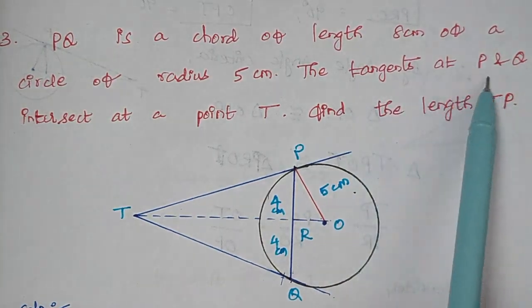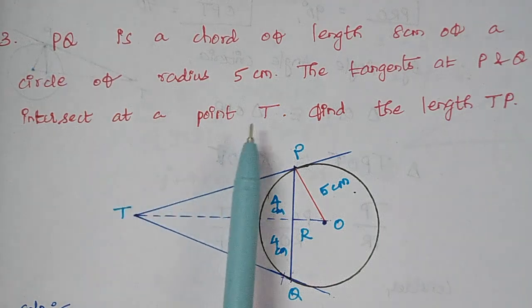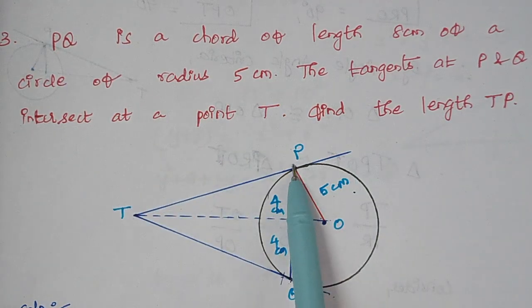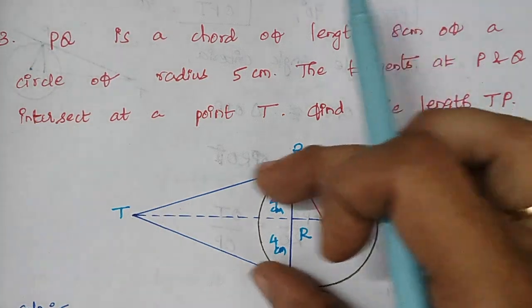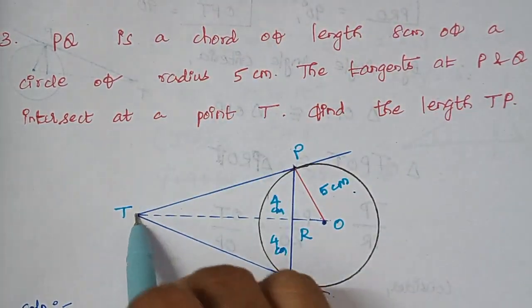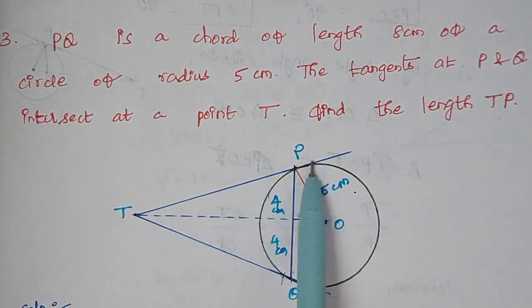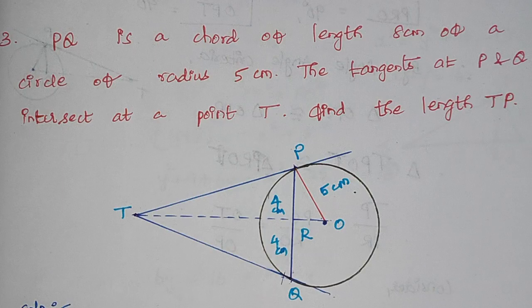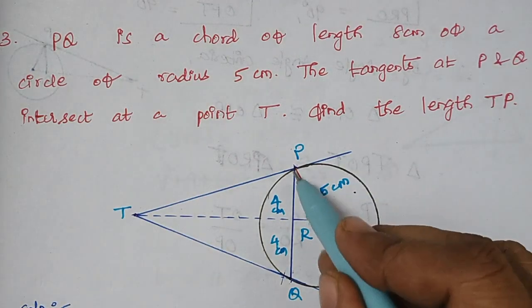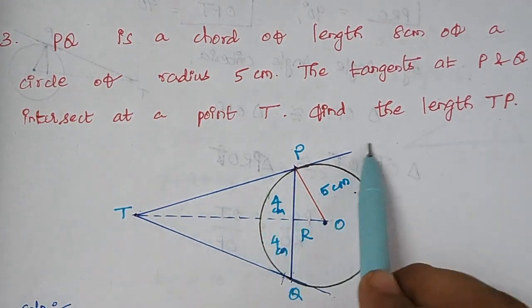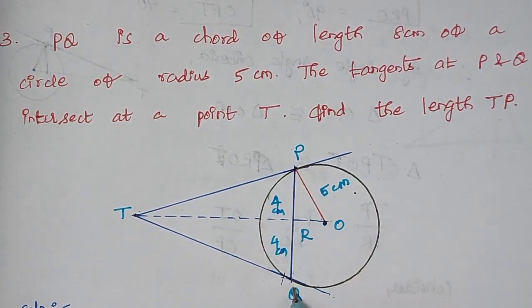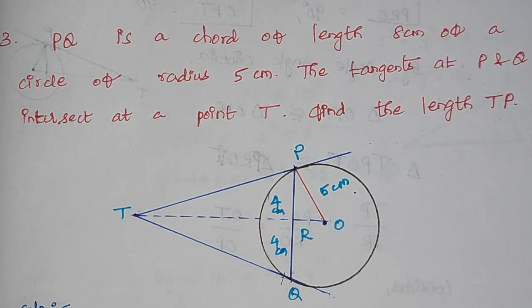The tangents at P and Q intersect at a point T. Okay, the tangents at P and Q are intersecting, meeting at a point T. Find the length TP. So we have to find this length. Now we have drawn this radius, these 2 tangents and this chord. To find the value of TP, we are connecting OT by ourselves.